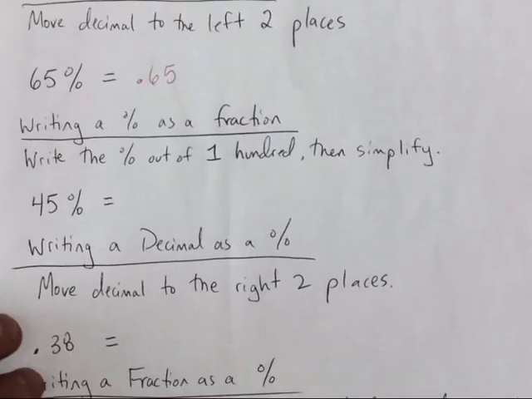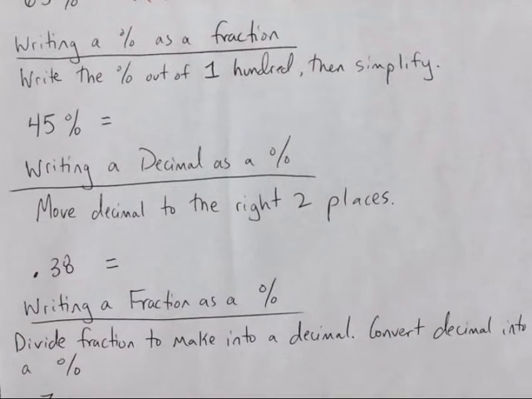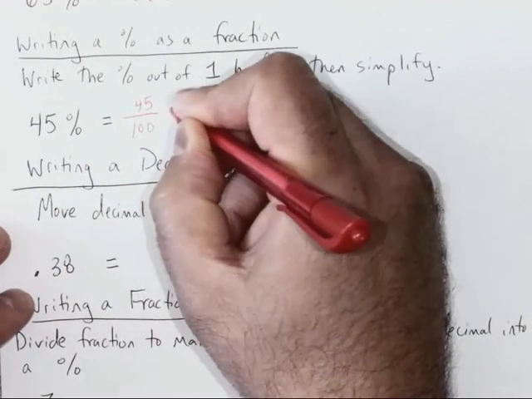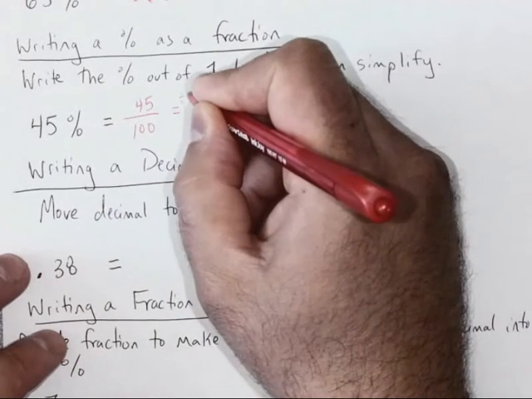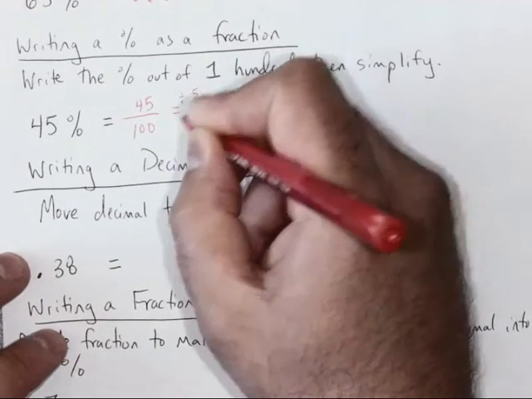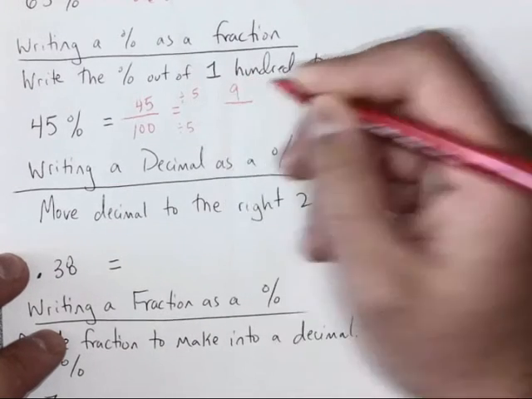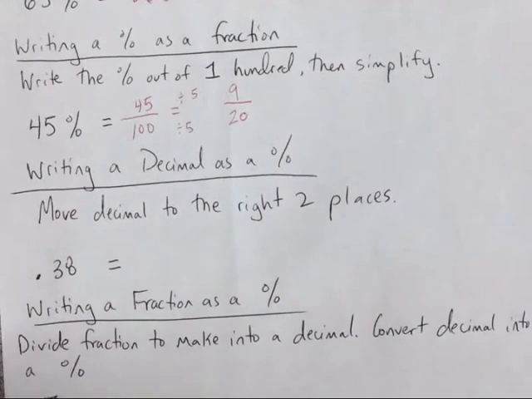Okay. To write a percent as a fraction, write the percentage out of 100, so 45% is the same as 45 out of 100, and then simplify or reduce the fraction, so I can divide the top and the bottom here by 5, and 45 divided by 5 is 9, 100 divided by 5 would be 20, so we get 9/20ths.